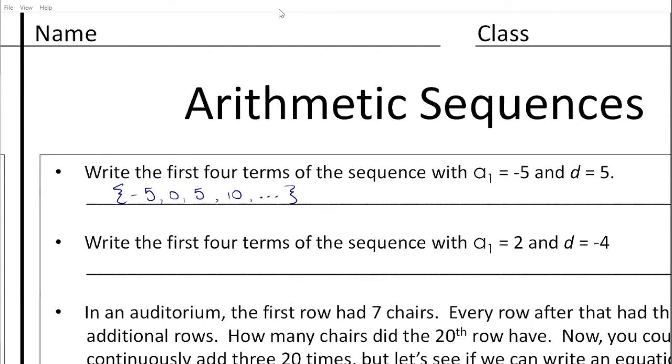Same thing for the next one. They give us the first term of 2 and a common difference of -4. So our first term is going to be +2. Subtract the common difference of 4 to get to -2. Subtract 4 to get to -6. Subtract 4 to get to -10. Don't forget your ellipses. Our dot, dot, dot. You know, like the movies, they make it all dramatic. Dun, dun, dun.